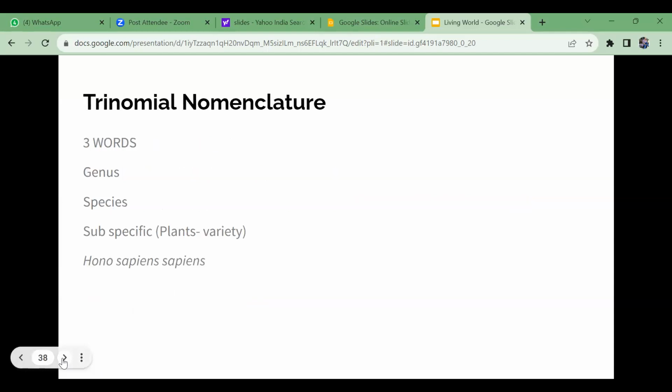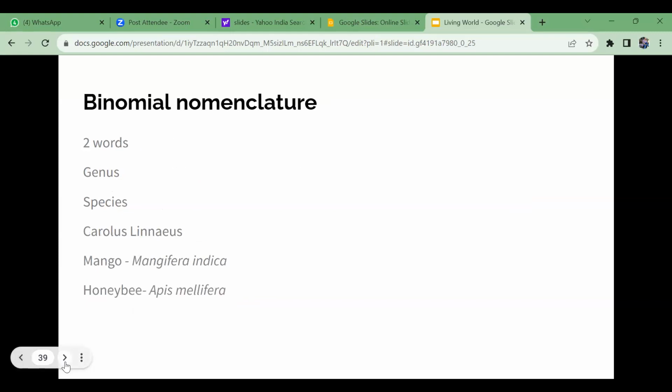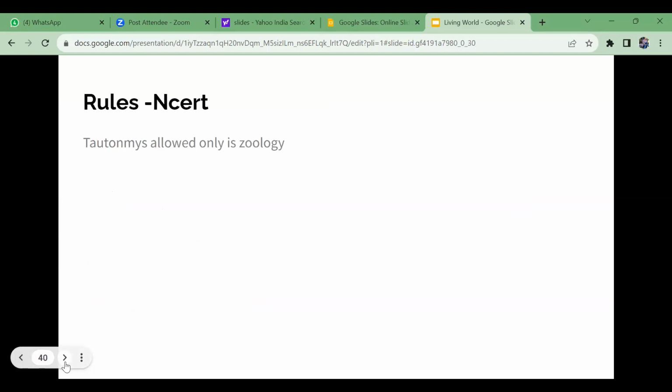Okay. So trinomial nomenclature, Homo sapiens sapiens. Now human being is Homo sapiens. This is a trinomial nomenclature. मतलब genus रहेगा, species रहेगा, subspecific variety रहेगा. Binomial nomenclature, दो नाम रहेगा. Carolus Linnaeus did this.